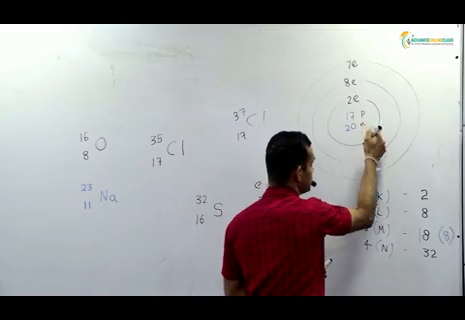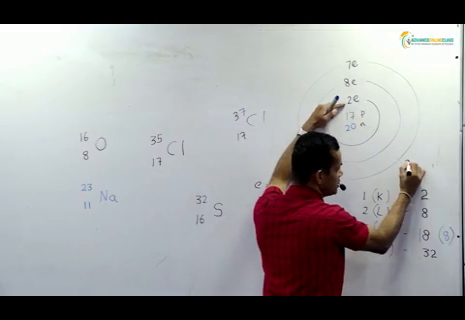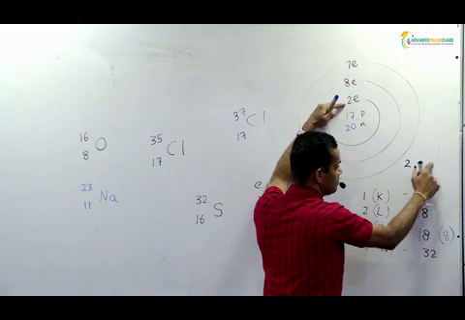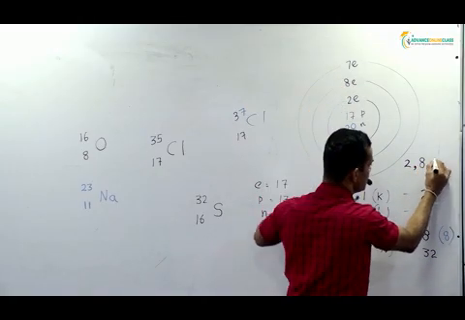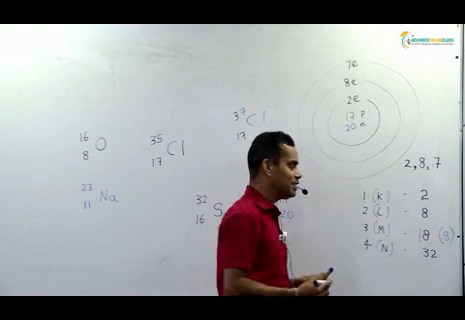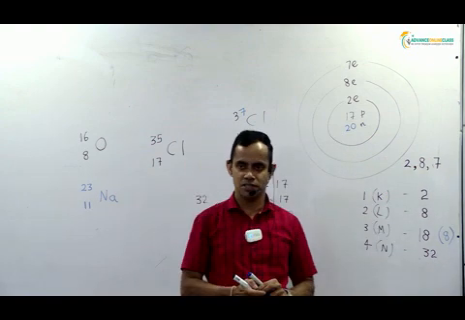The electronic configuration of this one is 2 in the first shell, separated by a comma, 8 in the next shell, separated by a comma, 7 in the next shell. Writing the electron arrangement this way is called electronic configuration.